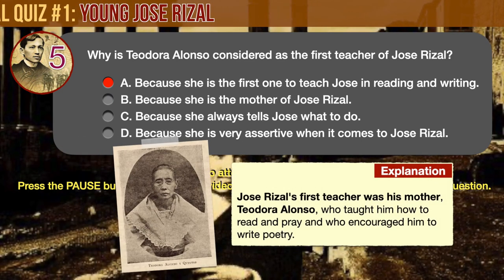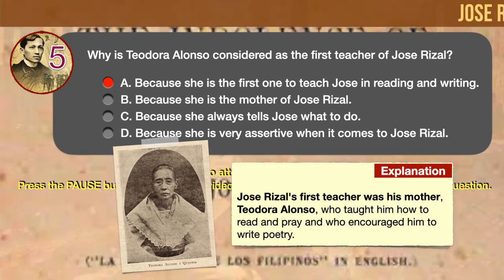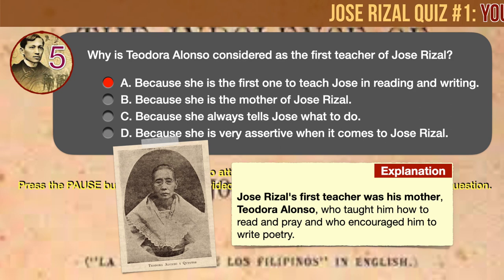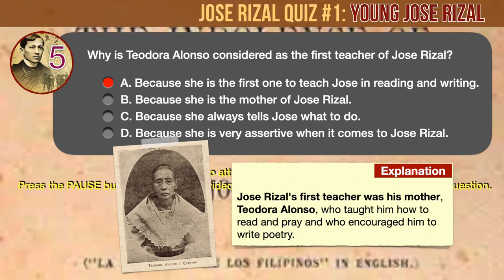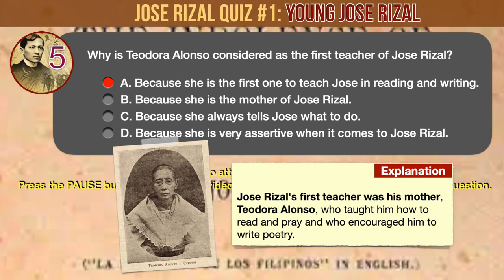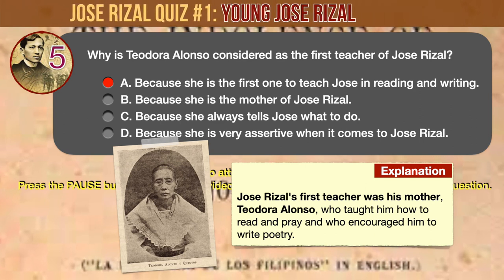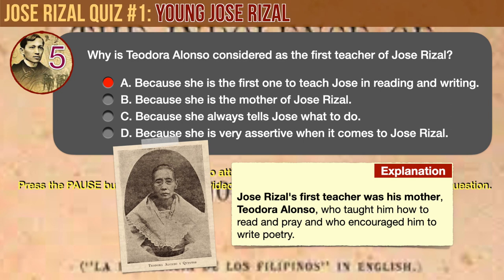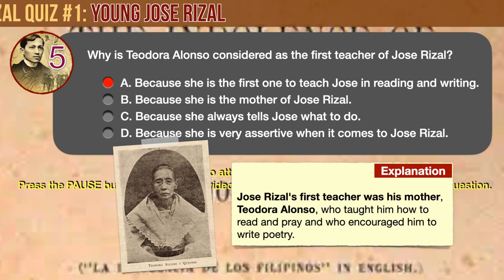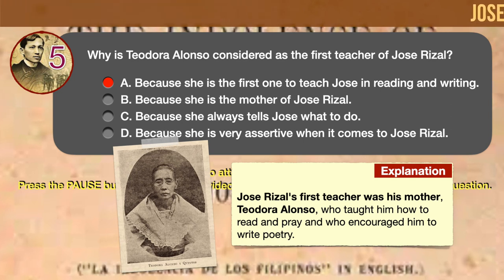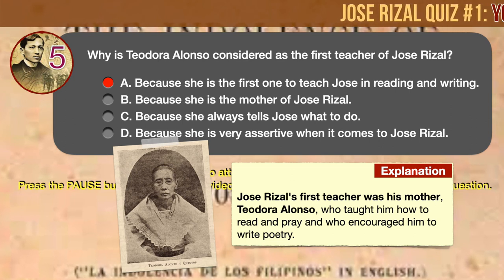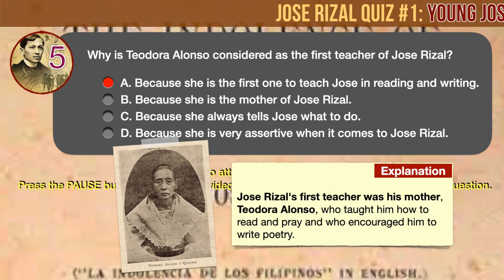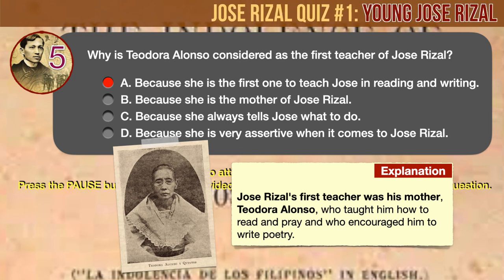Jose Rizal's first teacher was his mother, Teodora Alonso, who taught him how to read and pray and who encouraged him to write poetry. Later, private tutors taught the young Rizal Spanish and Latin before he was sent to a private school in Binan. When he was 11 years old, Rizal entered the Ateneo Municipal de Manila. He would later study at the University of Santo Tomas to study law, and then switch to medicine to specialize in ophthalmology upon learning that his mother was turning blind. He continued his medical studies at the Universidad Central de Madrid in Spain.